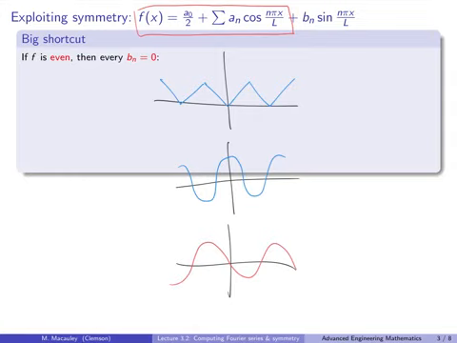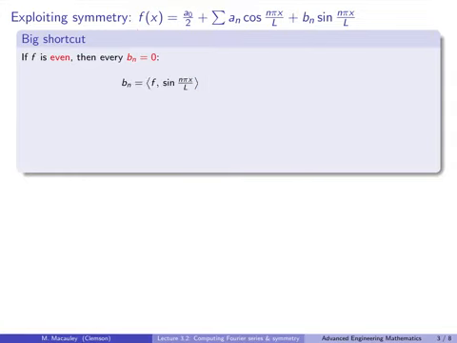But let me show you the algebraic reason. So Bn, by definition, is the inner product of f with sine of n pi x over L, which, given our definition of inner product, is 1 over L times the integral from negative L to L of f of x times sine of n pi x over L.